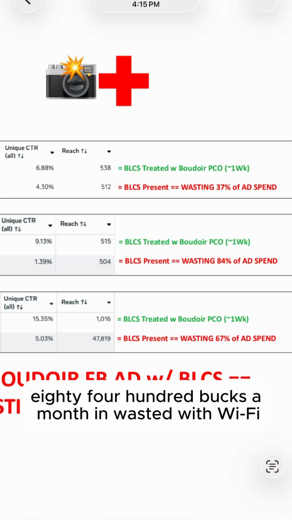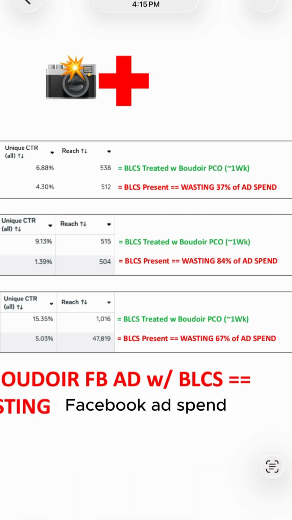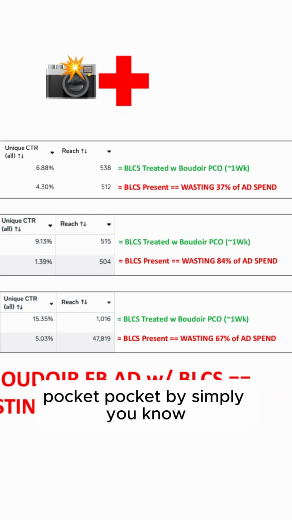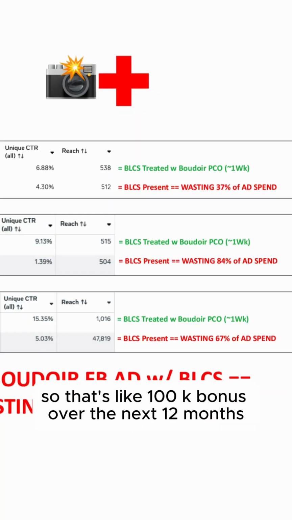So they eliminate $8,400 a month in wasted Boudoir Facebook ad spend, and they actually pocket that literally $8,400 a month, pocket by simply not spending it. So it's like a 100K bonus over the next 12 months.